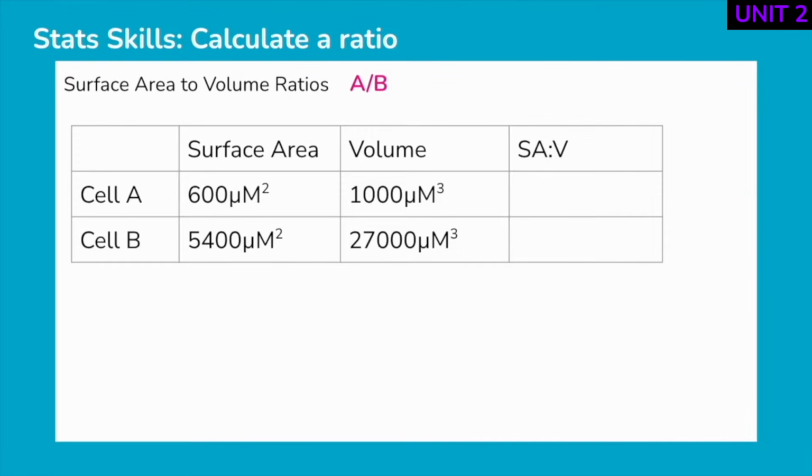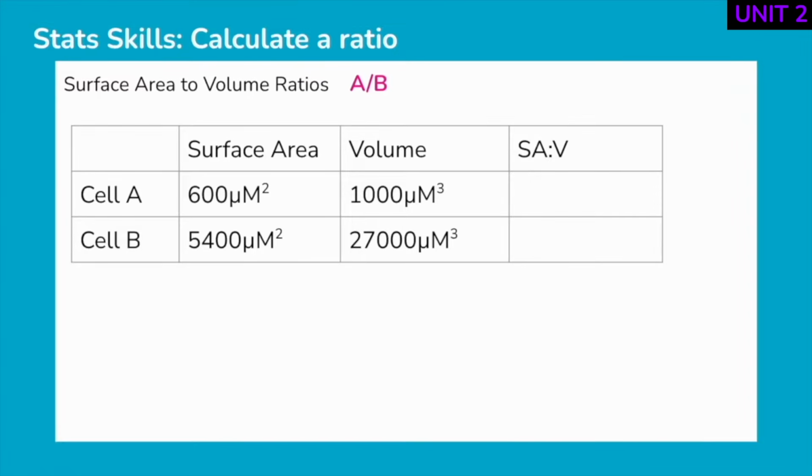This one is another pretty simple calculation, but you're just comparing one data point to another data point, so you're dividing data point A by data point B. So we would see this maybe in a situation where we're looking at surface area to volume ratio and comparing which cell might be more efficient in exchanging materials or removing waste by diffusion. So if we just look at these two cells, what we want to do is see which one has the greatest surface area to volume ratio, and that'll be the cell that is more efficient.